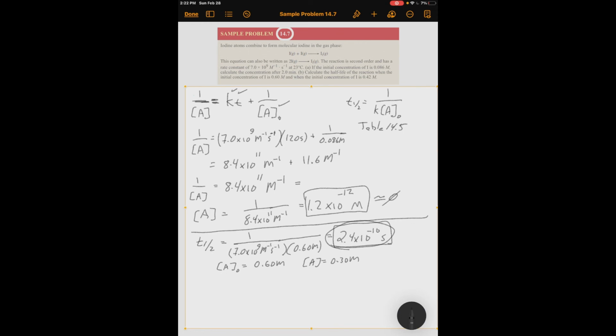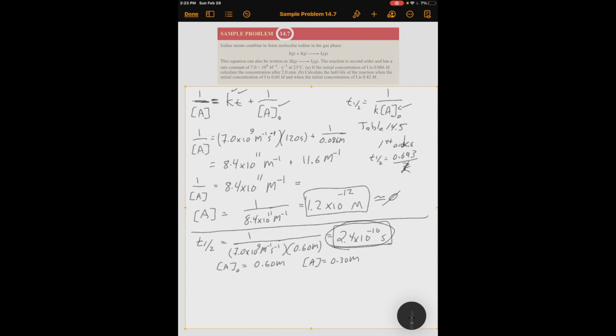Notice that unlike first-order kinetics, the half-life actually depends on what the concentration is. It's in the formula right here. It's not for first order. For first order, the half-life is just 0.693 over k. So you don't need to know what the concentration was.